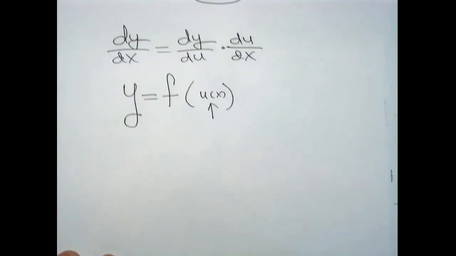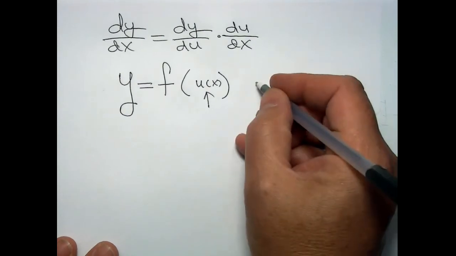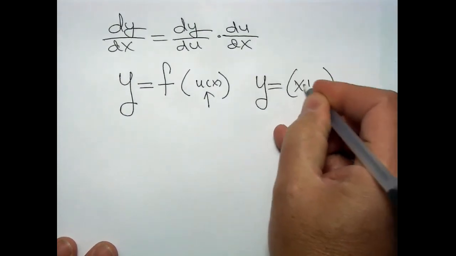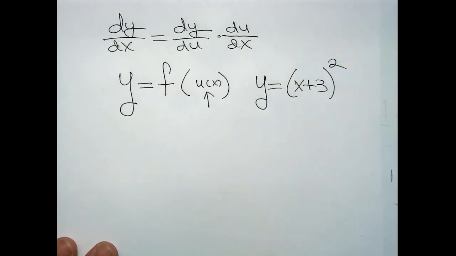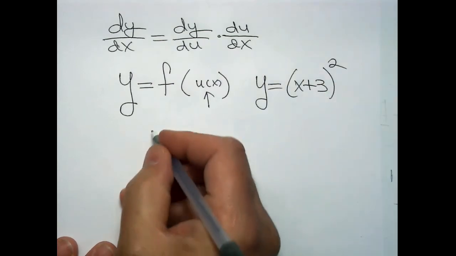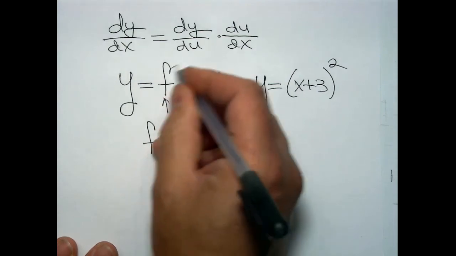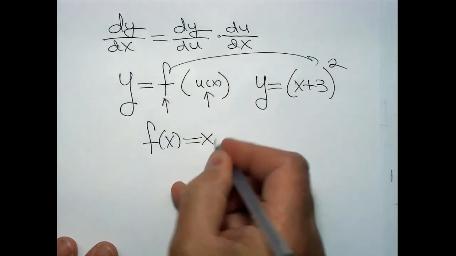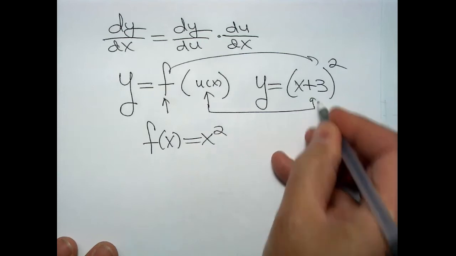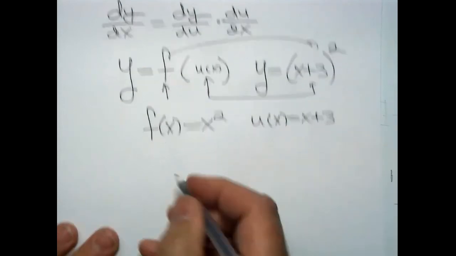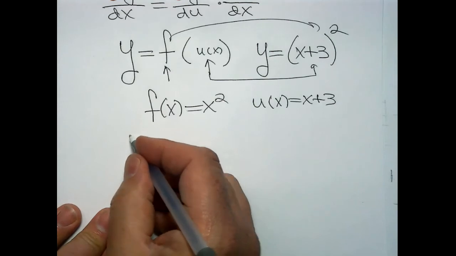So what would that look like? How about the example I gave you earlier? X plus 3 squared. Now, the primary function, f of x, the outer function, is a squaring function. The inner function is just x plus 3. So if we composite these together, it looks like this.